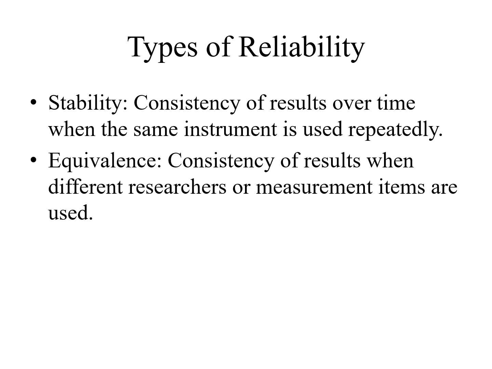Types of reliability. Two common types of reliability are stability and equivalence. First one is stability, that refers to the consistency of results when the same instrument is used repeatedly over time. And the last one is equivalence, that refers to the consistency of results when different researchers or measurement items are used. Reliable measurements ensure that research findings are stable and dependable.